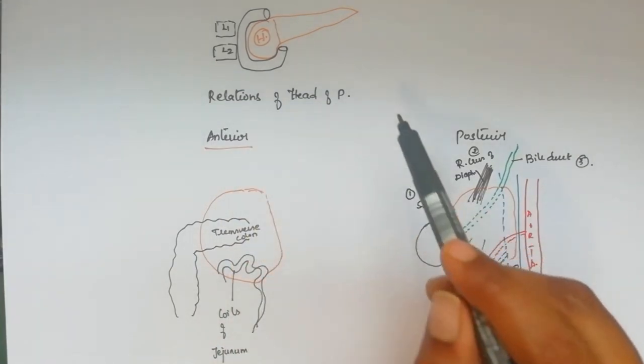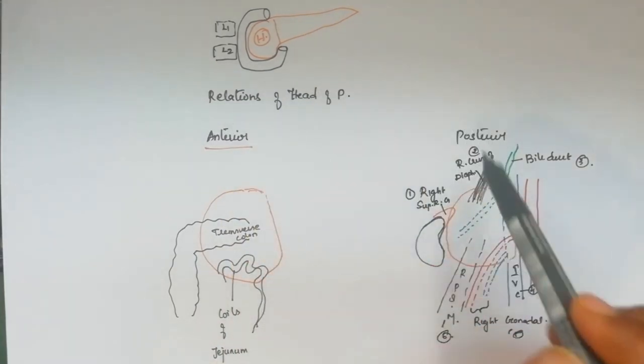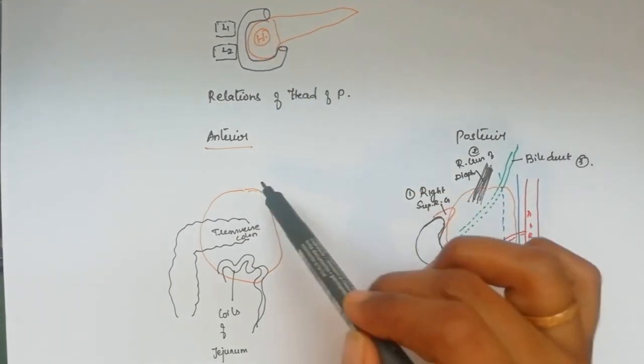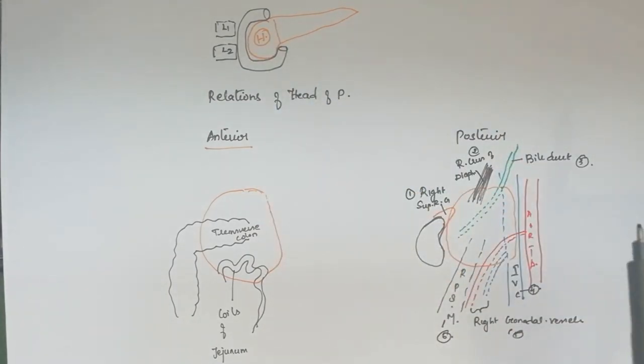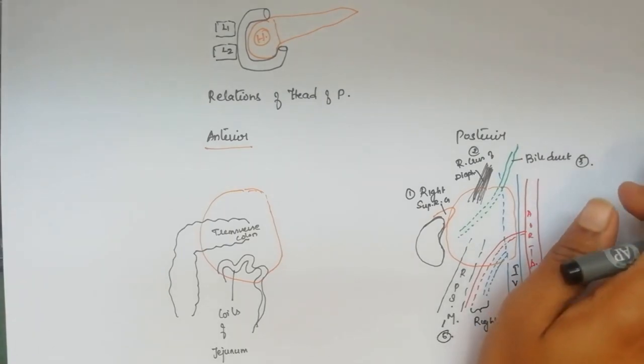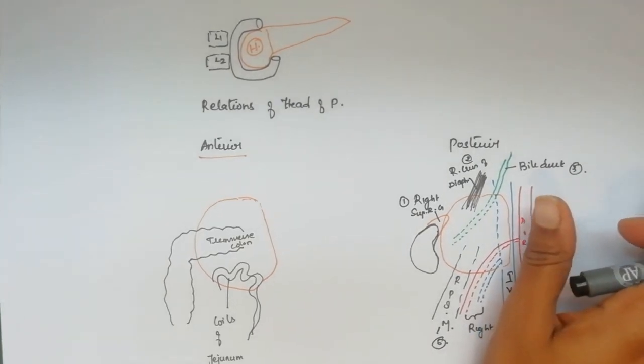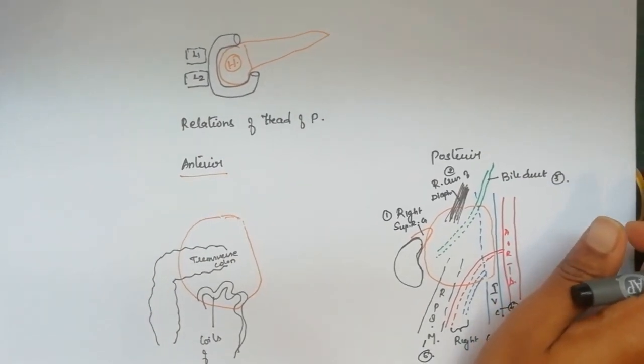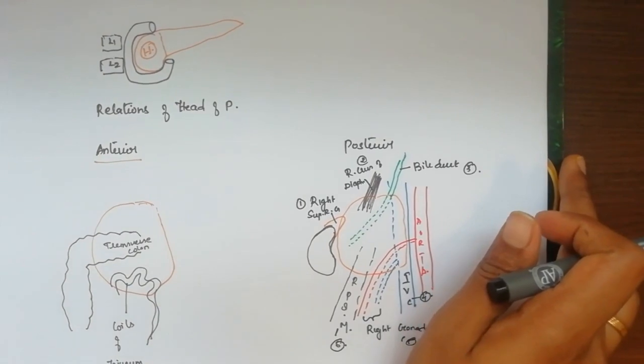So about the head of pancreas, we have now seen its position and the relations in the anterior and posterior aspects. Now we will move on to another process which is coming out from the head of pancreas. As I said, the head of pancreas has one more process extending.